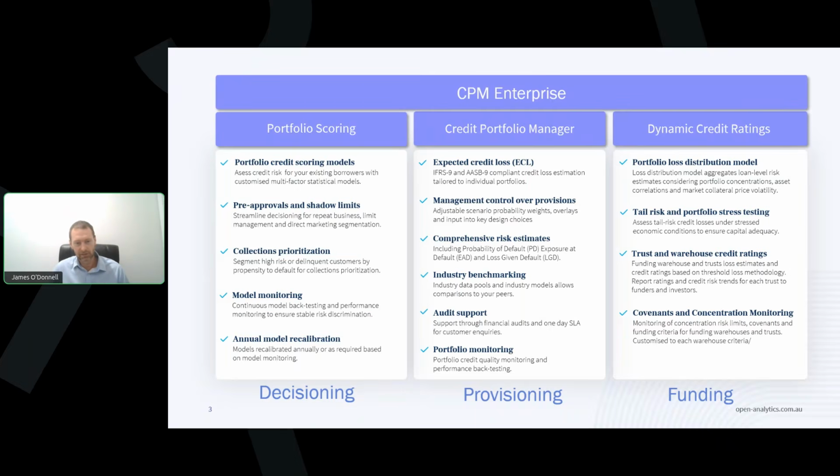If you look at those three areas, you can think of the division of any given lender that's typically most interested in these components. On the left, it's your credit ops and credit teams. In the middle, provisioning and finance. Then the final one on the funding side is your treasury area.